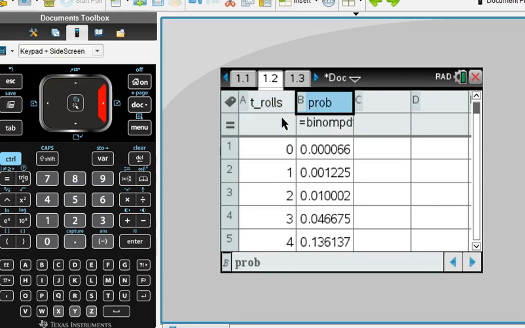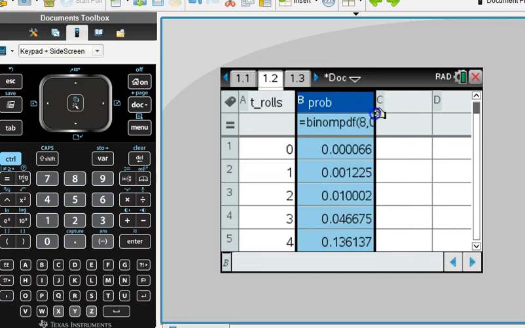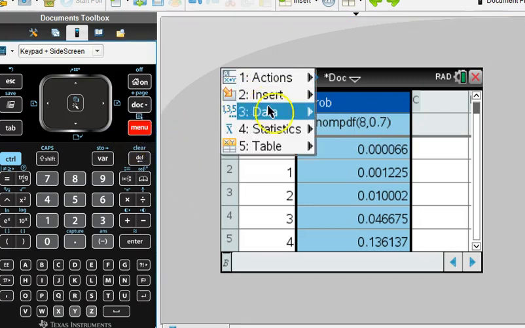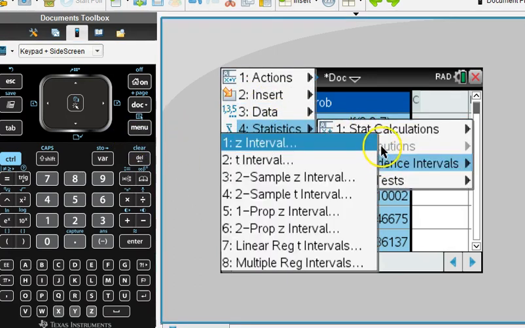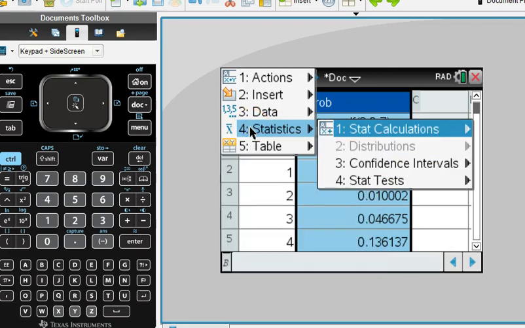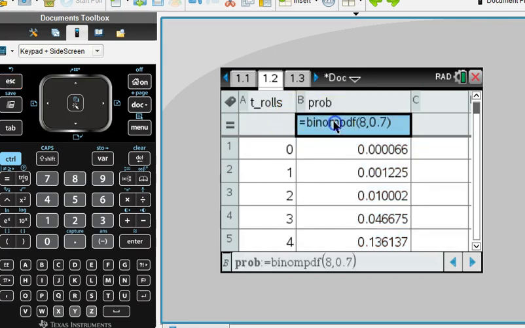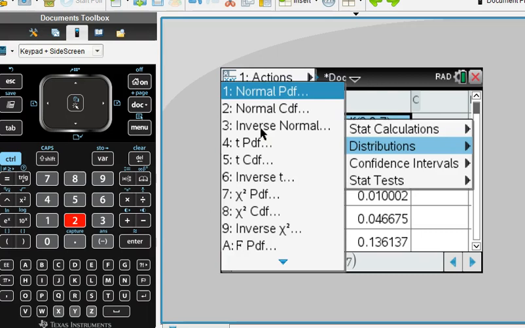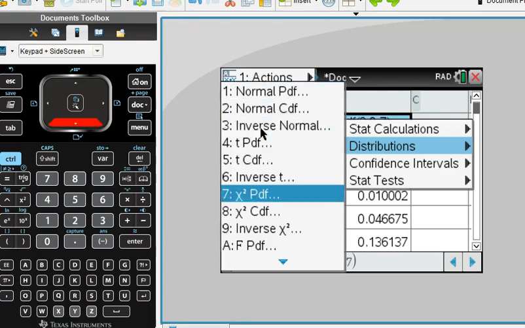And then I created the probability. I'll expand this so you can see, I used equal, the formula, binom PDF 8, 0.7. So when I did this on my calculator, menu, statistics, distributions, oh, for some reason it's graying out the distributions. Okay, escape, escape. Okay, menu, statistics. Now it's going to let me do distributions, and then go down to binomial PDF.